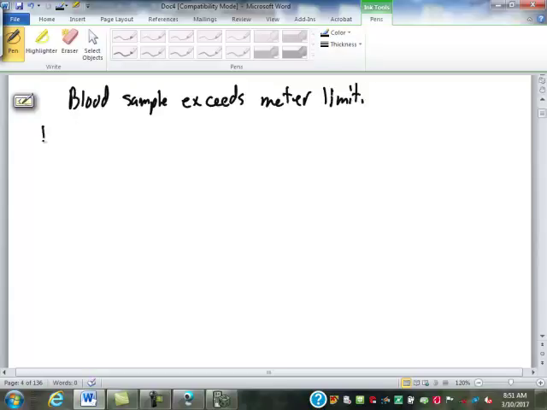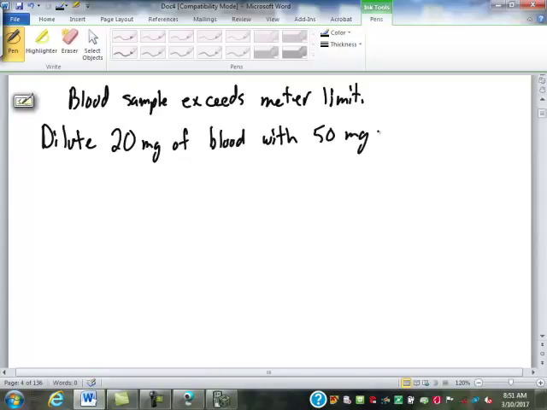We are going to dilute 20 milligrams of blood with 50, I should put, now the milligrams is right, with 50 milligrams of NS.